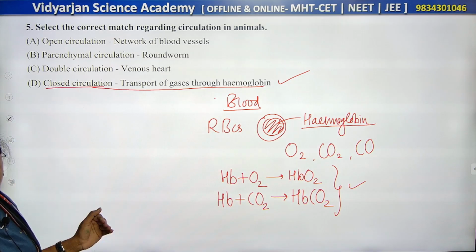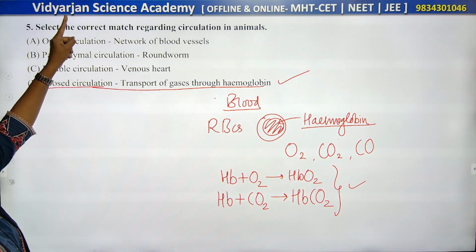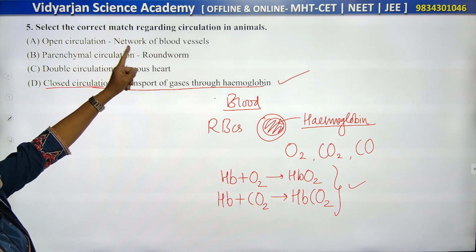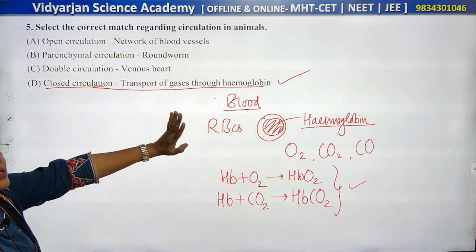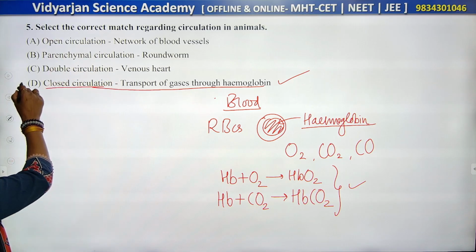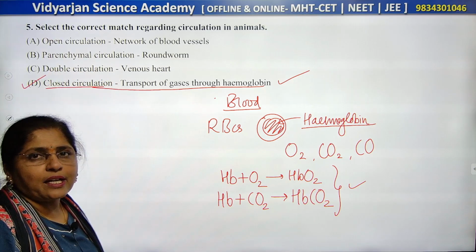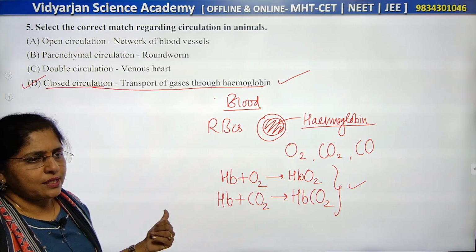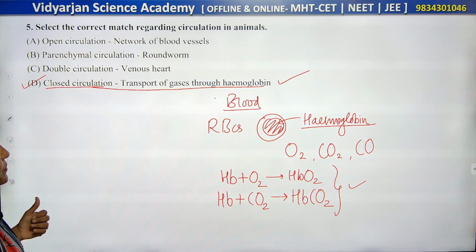Again, I will repeat the question. Select the correct match regarding circulation in animals. Amongst these, D is the correct answer. You can note down all these things very perfectly. Very simple question this is.